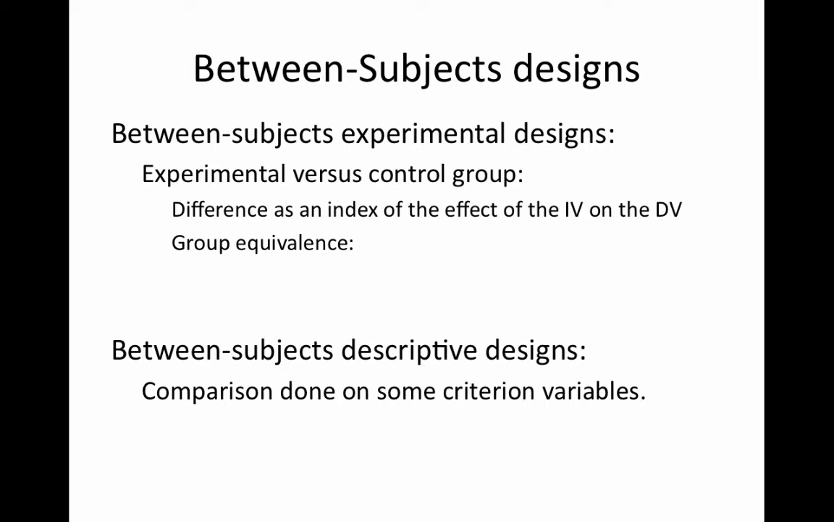To recap, in between subject designs, the performance of separate groups of subjects is measured and comparisons are made between groups. In between subject experiments, different groups of subjects are exposed to different treatments or levels of the independent variable. In descriptive between subject designs, different groups of subjects are compared with each other with regard to their performance on some criterion variable. We first discuss some issues that concern between subject experimental design, and then consider several points that relate specifically to between subject descriptive research design.